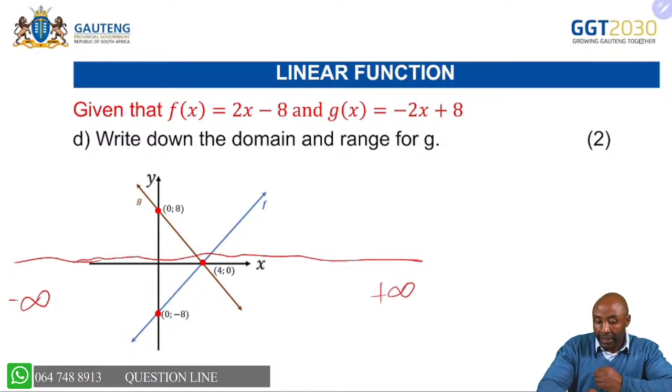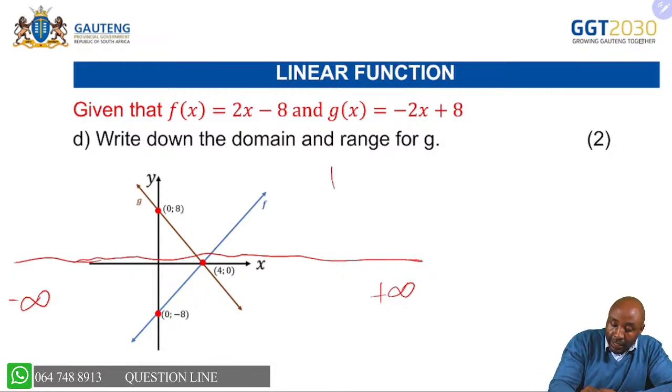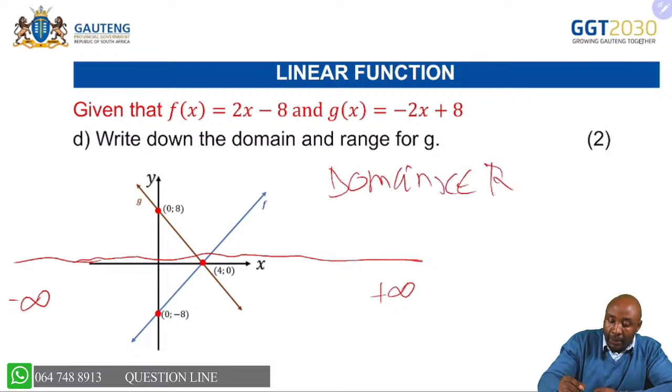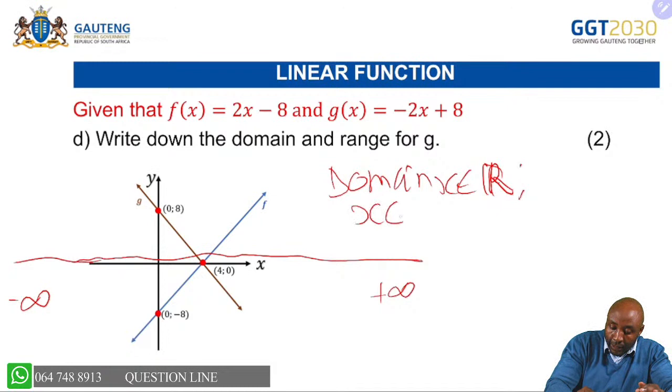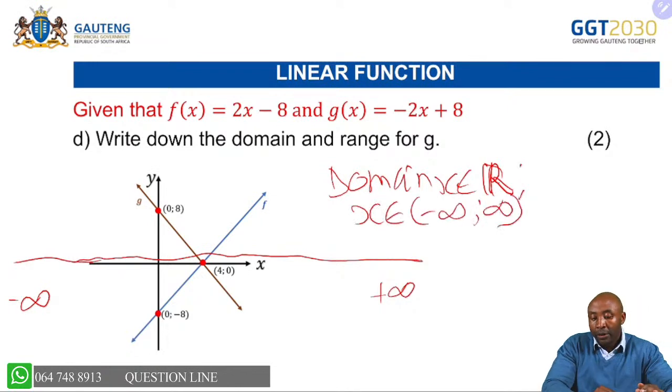So if you look at that graph, we don't know where it starts and we don't know where it ends. So I can just say the domain is x is an element of real numbers, or I use the interval notation: x is an element from negative infinity to positive infinity. We have to be careful here when we are using the interval notation. Infinity is not known, hence we use the curly brackets, not the square brackets.